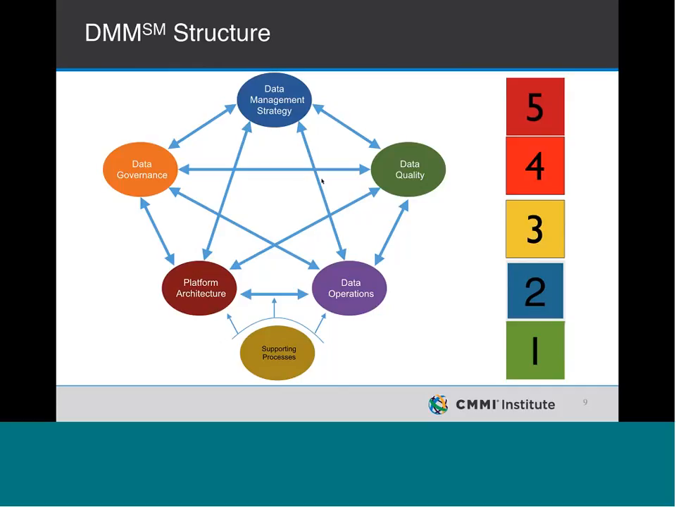And the levels on the right, we'll talk more about them shortly. Essentially, level one is ad hoc. Level two is building capabilities and more at the program level. Level three is enterprise-wide efficiencies and best practices. Level four is continuing to refine with statistical analysis and a very strong use of metrics. And level five is continuous optimization and sharing with industry very sound practices.